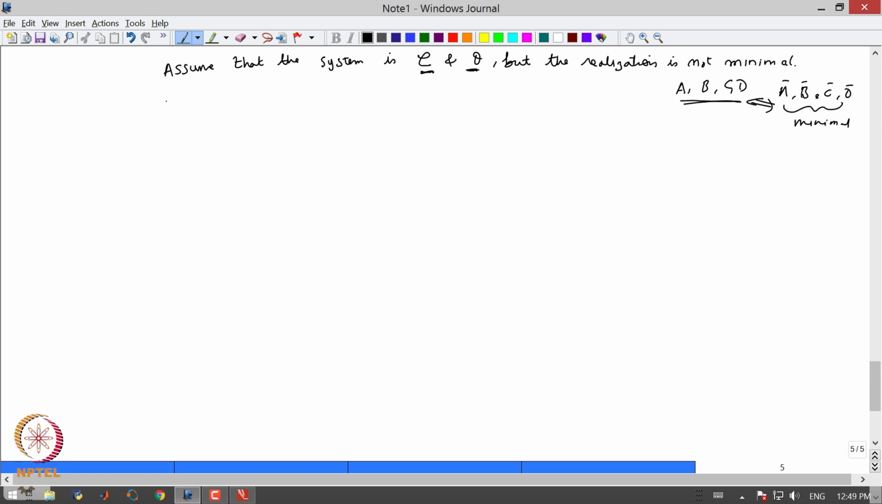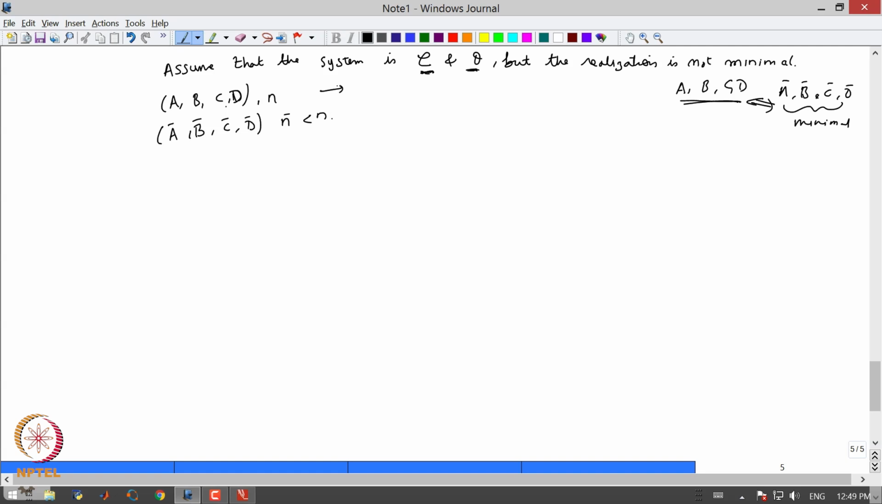So assume that this is the minimal realization with some dimension n. Assume that this is not the minimal realization. That's what we prove by contradiction. The system is controllable and observable, but this realization is not minimal, which means there exists another realization A bar, B bar, C bar, D bar, which has a dimension n bar which is less than n.